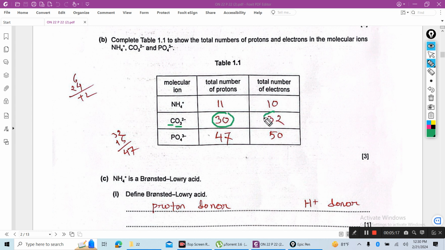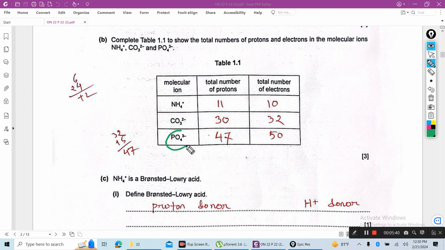Now number of electrons here: proton number 30, so negative 2 means 2 electrons more, so the number of electrons will be 32, 30 plus 2.